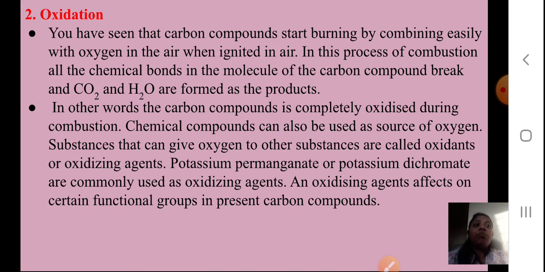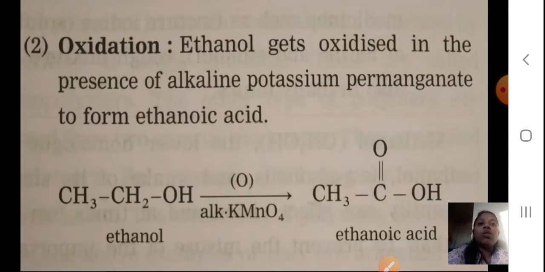Potassium permanganate or potassium dichromate are commonly used as oxidizing agents. Okay students, you will remember this. Potassium permanganate or potassium dichromate, we use them commonly as oxidizing agents. An oxidizing agent affects certain functional groups present in carbon compounds. So oxidizing agents can bring some change, means they can affect some of the functional groups which are present in the carbon compounds. Okay, so see this oxidation.